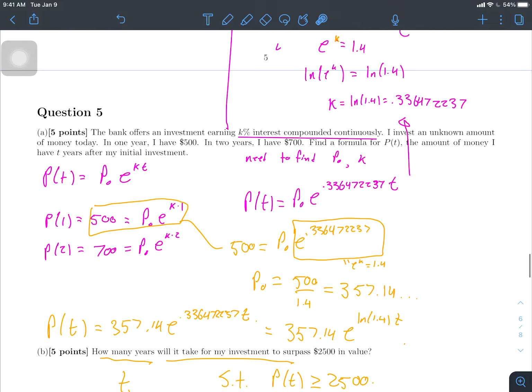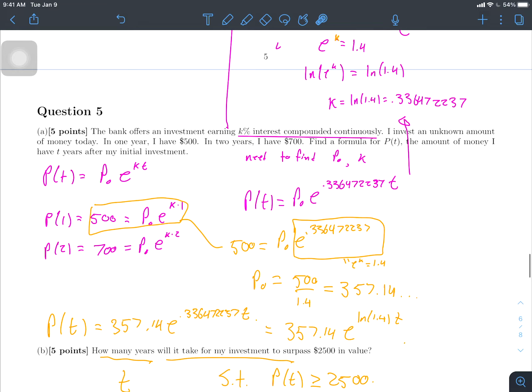We have a bank which is offering an investment which earns K% interest compounded continuously. They don't tell us what the percent interest is, and we invest an unknown amount of money, so they also don't tell us what P0 is. What they do tell us is that in 1 year I have $500 and in 2 years I have $700. And we're supposed to find a formula for P of T, which is the amount of money I have T years after my initial investment.